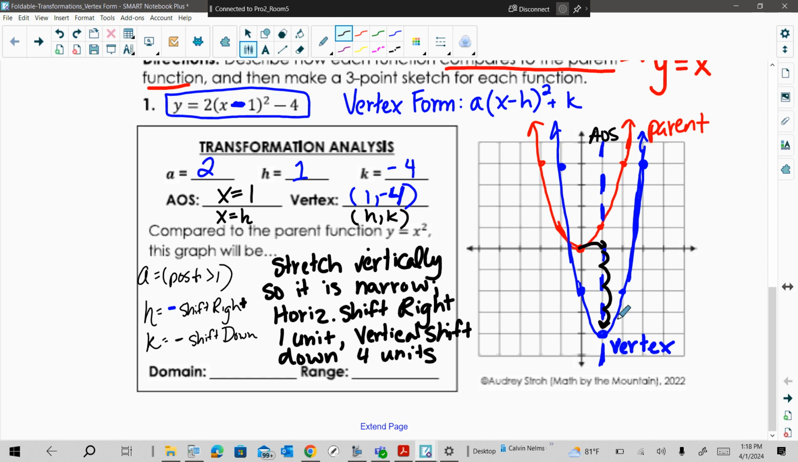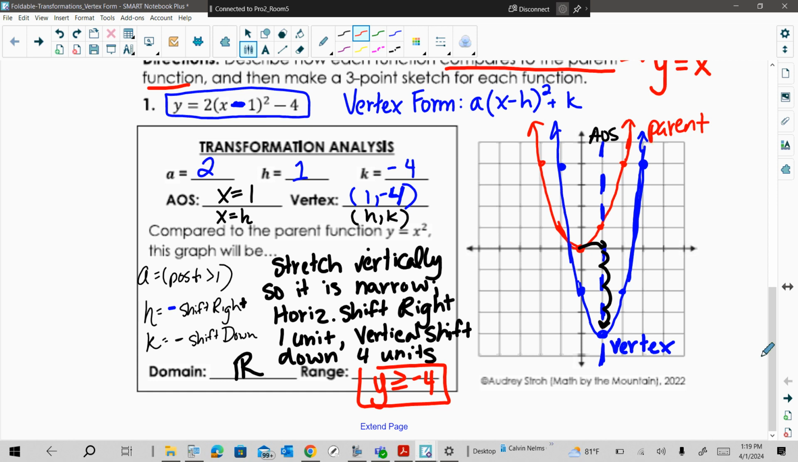So what's our domain? Always all real numbers for parabolas. And our range has to do with our vertex as being a max or a minimum. Yep, y is greater than or equal to -4. Very good. If it opens up, it's greater than; down is negative. All right, so that's what we're going to practice today, comparing to the parent function and describing the change, the transformation.